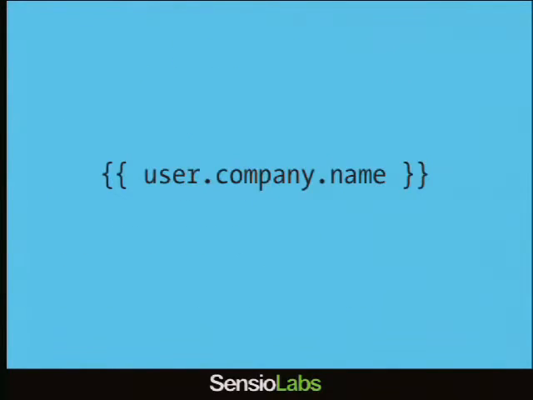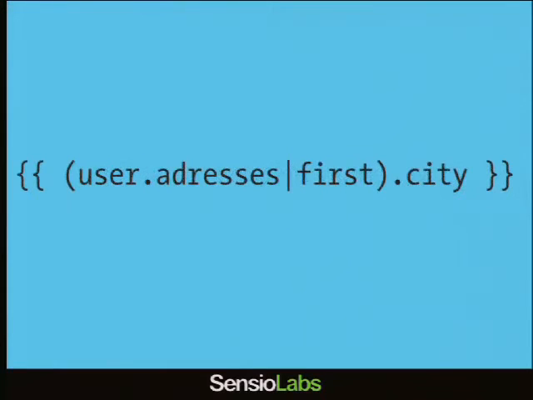And of course, you can also chain the calls. So here I'm getting the company name for the user. Right. You can combine everything together. So here I am getting the addresses for the user, and then I want just the first one, and for this result, which is the first address of the user, I want the city. Right?